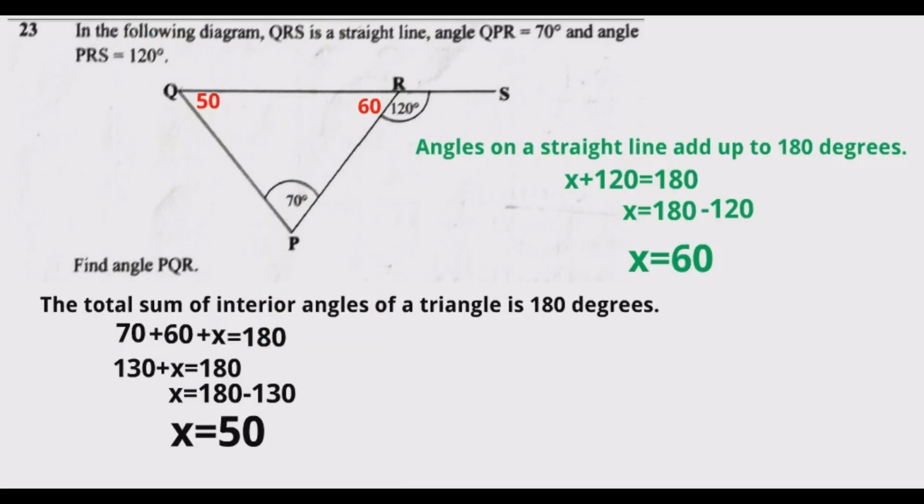If we want to prove the answer, let's add the interior angles: 70 plus 60 is 130, plus 50 is 180. So that was the correct answer, which is 50 degrees.